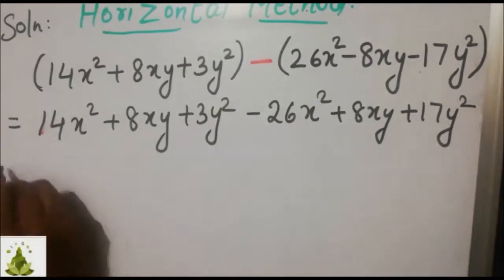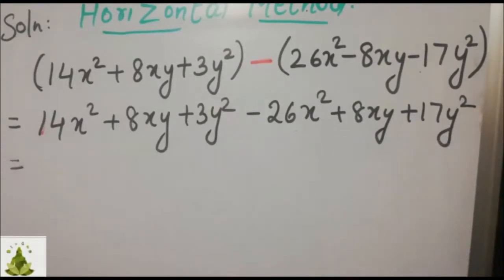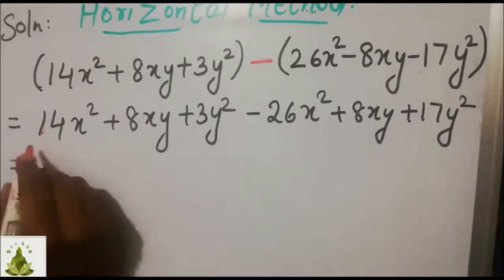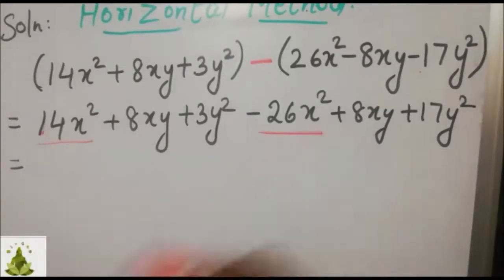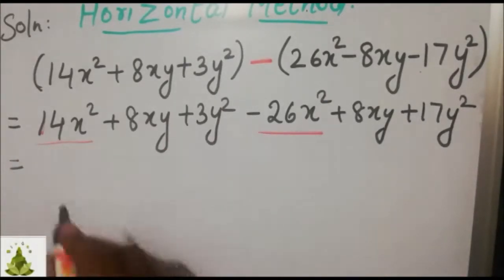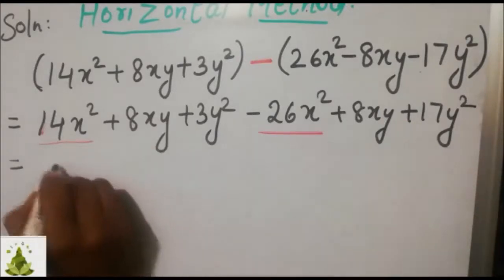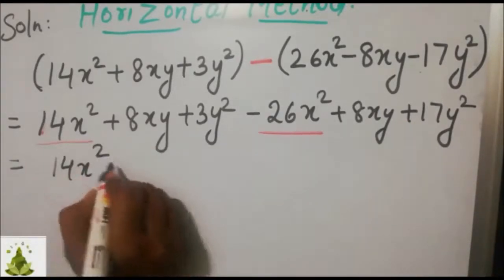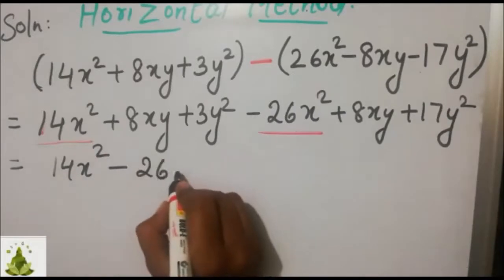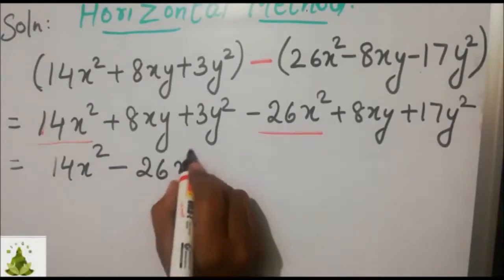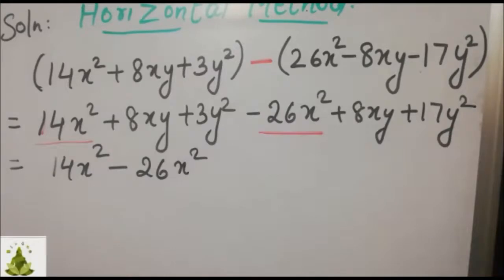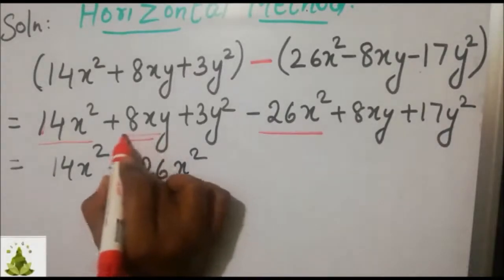That's all. Now you group the like terms together. Now what are the like terms here? See here, 14x square and minus 26x square. Search for any other x square term. No. So bring all the like terms together. You will get 14x square minus 26x square. Now what is the next one? Now 8xy and the other xy term.